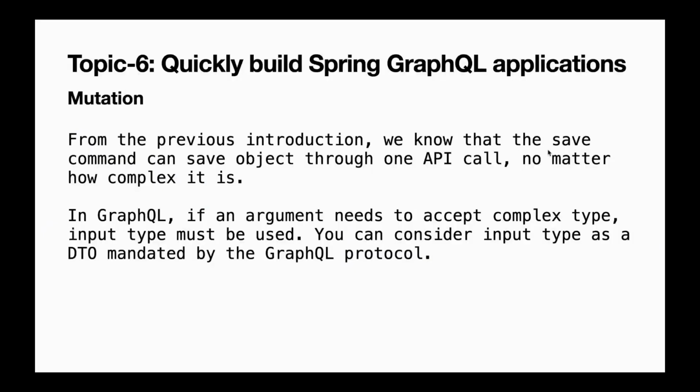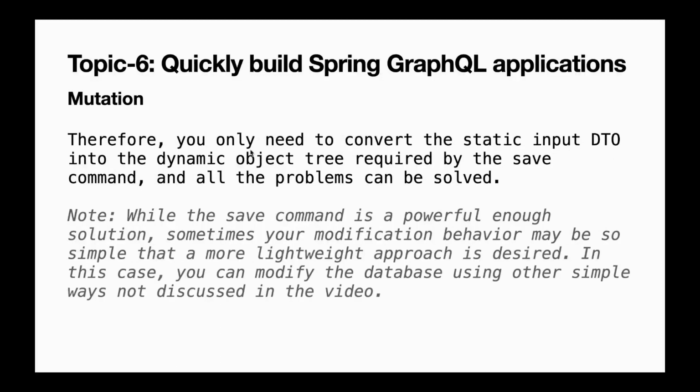Mutation. From the previous introduction, we know that the save command can save object through one API call, no matter how complex it is. In GraphQL, if an argument needs to accept complex type, input type must be used. You can consider input type as a DTO mandated by the GraphQL protocol. Therefore, you only need to convert the static input DTO into the dynamic object tree required by the save command, and all the problems can be solved.